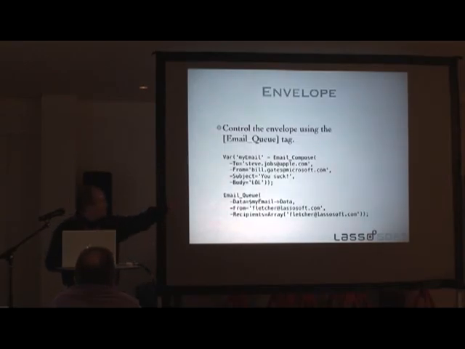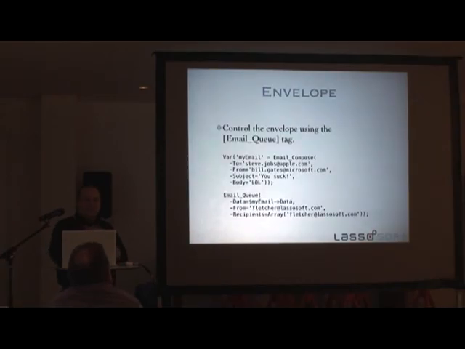Email compose takes exactly the same parameters as email send, so all the same parameters work. And email queue also takes the same parameters as email send.